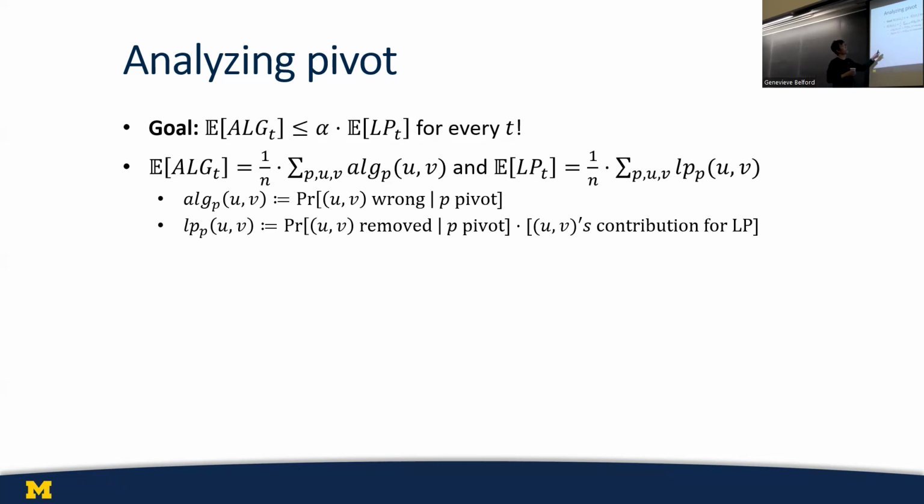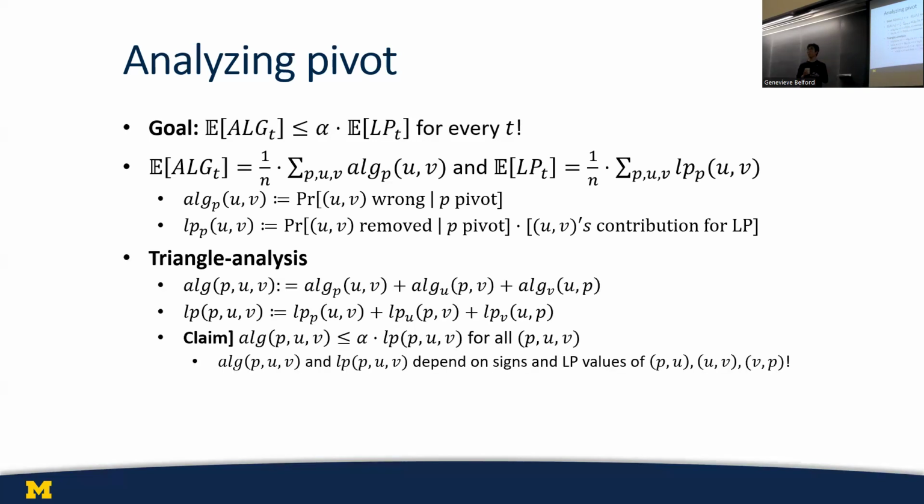Okay, so then it's good. Each of the expected values is a summation of n cube terms, and at this point it's tempting to try term-by-term analysis: each term on the left is at most alpha times each term on the right. That's not true, but the brilliance of triangle analysis is to group the terms as a triangle.